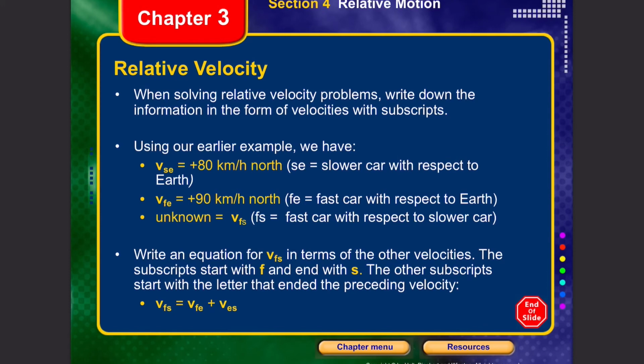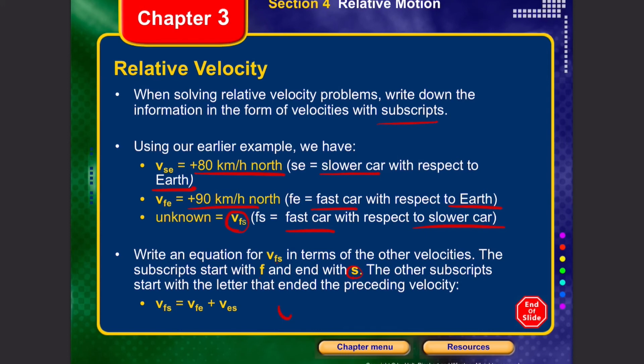Relative motion is generally described by using subscripts. For example, if you consider the example before, we have two cars, one is the slower car and one is the faster car. The velocity of the slower car with respect to the earth is 80 kilometers per hour north. The velocity of the fast car with respect to the earth is plus 90 kilometers per hour. The unknown that we do not know is the velocity of the fast car with respect to the slow car. So we write it as VFS. VFS represents where F is the one that you are starting with, and S is the one that you are ending with.